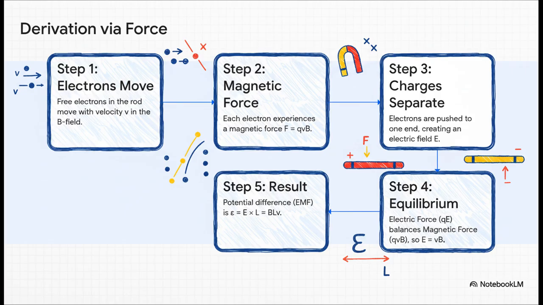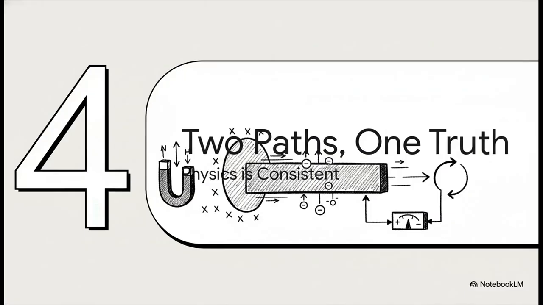As they pile up, an electric field builds up, pulling them back. Eventually, you hit this perfect balance, an equilibrium, where the electric force pulling them back equals the magnetic force pushing them down. And when you calculate the voltage created by that electric field across the length of the rod, you get BLv, the exact same answer. And this right here is the moment that should give you goosebumps. Seriously, we just used two completely different ways of thinking.